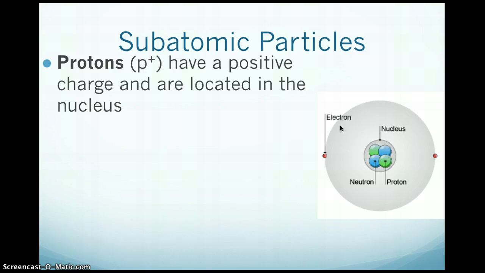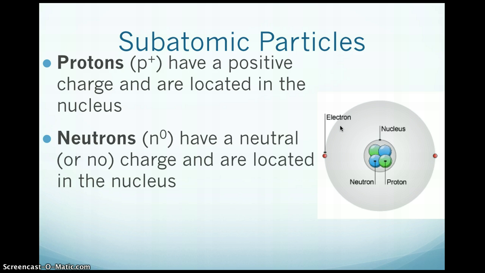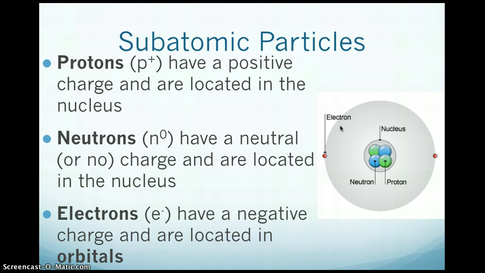Moving on. All right, so the first one's protons have a positive charge. See how after it says protons up here, there is a P and a plus sign? They have a positive charge, and they're located in the nucleus, which is in the middle of the atom. Neutrons have a neutral or no charge and are located in the nucleus as well. So in the nucleus is protons and neutrons. Electrons have a negative charge and are located in orbitals. So they're outside the nucleus.